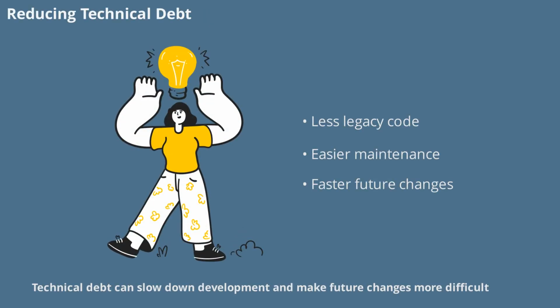Technical debt can slow down development and make future changes more difficult. By using modern tools like Kotlin Multiplatform and Jetpack Compose, you reduce the amount of legacy code and make your project easier to maintain and extend.